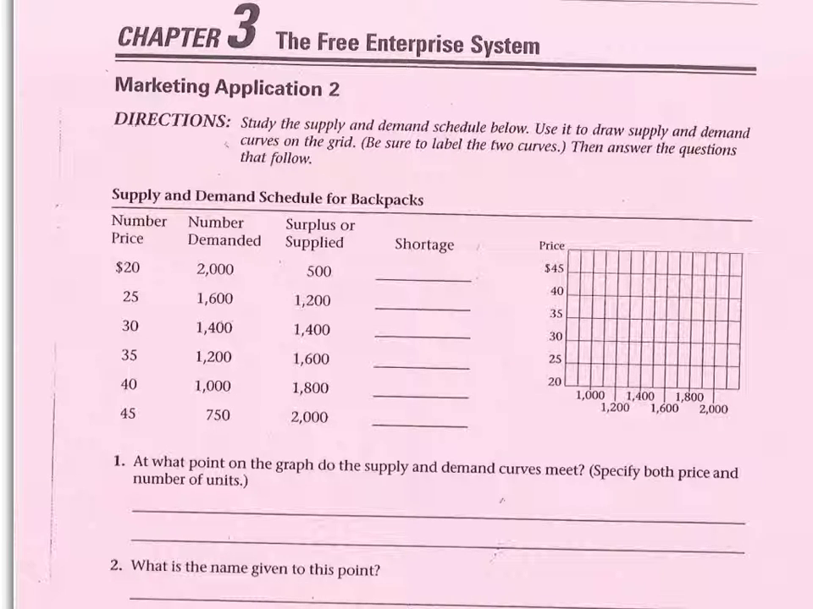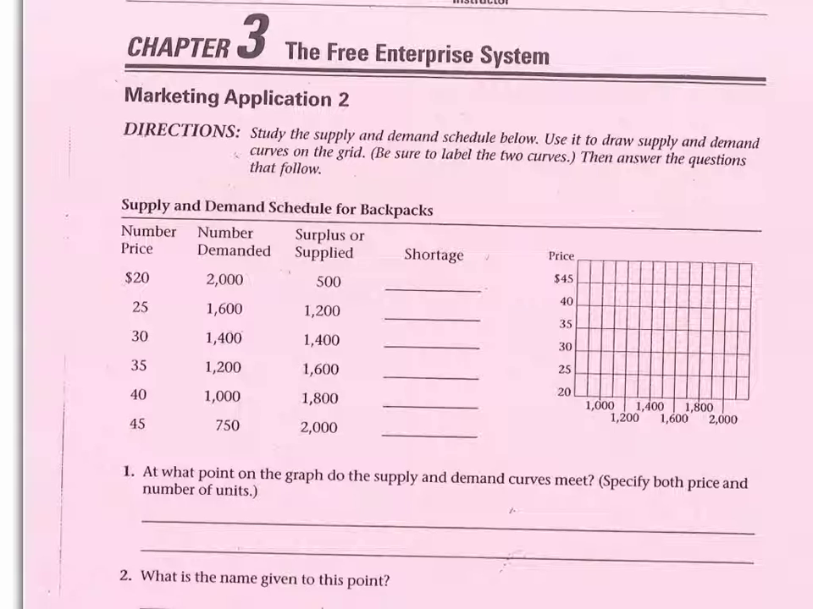All right, what we're going to figure out here is how we can figure out what our shortage or overage is at each of these various prices and at what point we're at equilibrium. To do this, we take the price times the number demanded, and the difference then becomes our surplus or our shortage.